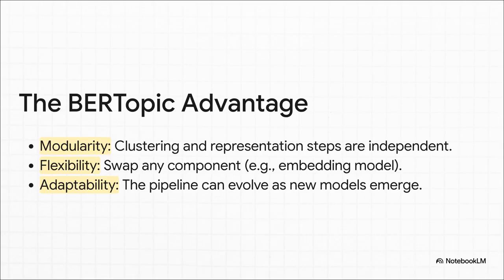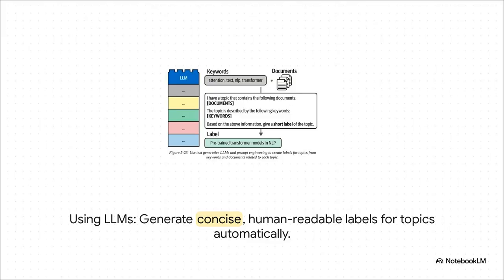You can swap out the embedding model for a newer, better one that just came out, or you could experiment with a totally different clustering algorithm. It's like building with Legos. And that adaptability means this whole pipeline can keep getting better as AI research charges ahead. And that evolution is happening right now as we speak.